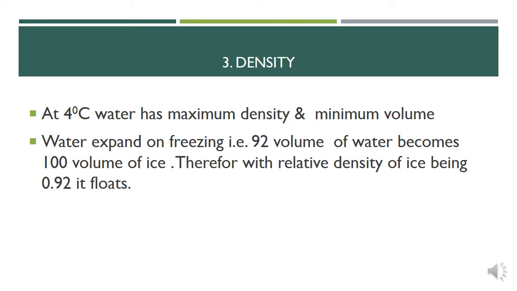At 4 degrees centigrade, as I have told you, it has maximum density, minimum volume. Its expansion starts at 4 degrees centigrade. 92 volumes of water become 100 volumes of ice. At that time, the relative density of ice is 0.92.